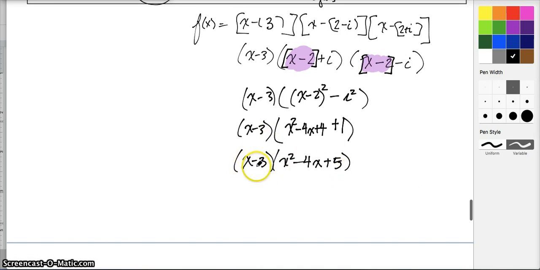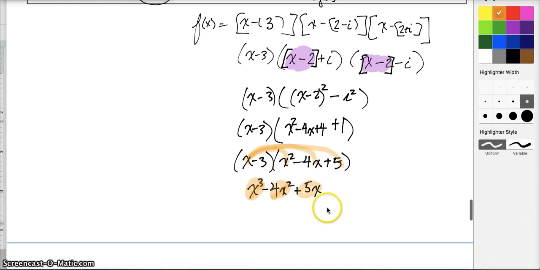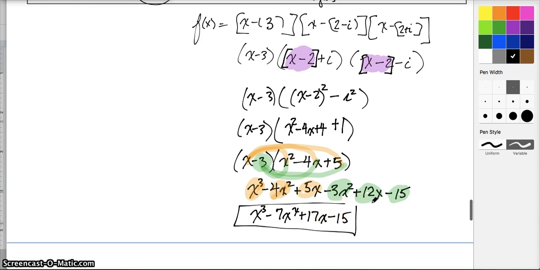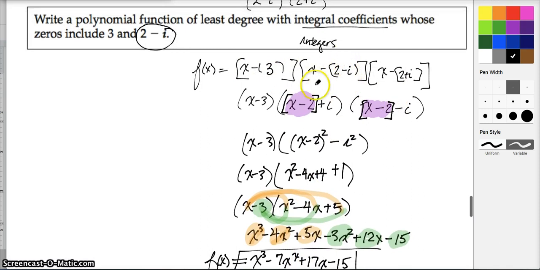I'm going to multiply x through everything, and we're going to multiply negative 3 through everything. When I multiply x through everything, I get these three terms highlighted in orange. Next, I'm going to multiply negative 3 through everything, and I get these terms highlighted in green. So now, of course, you know what we need to do. We need to join like terms together. x cubed is by itself, but an x squared term, I've got two of them, which comes out to negative 7x squared. I'm going to bring my 5x term and my 12x term together to give me a 17x, and I get a minus 15. So here is the polynomial function f of x of least degree such that we have these zeros.